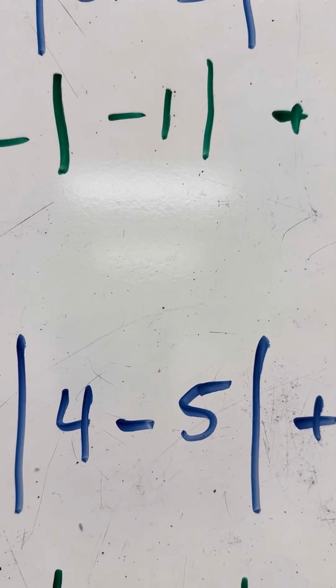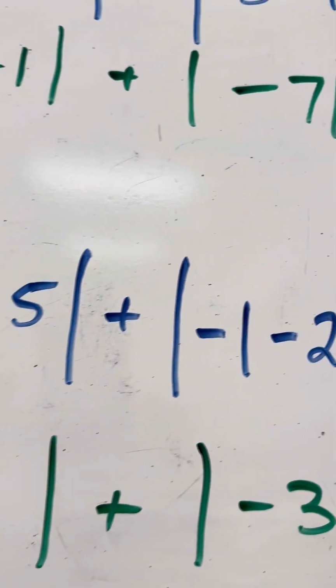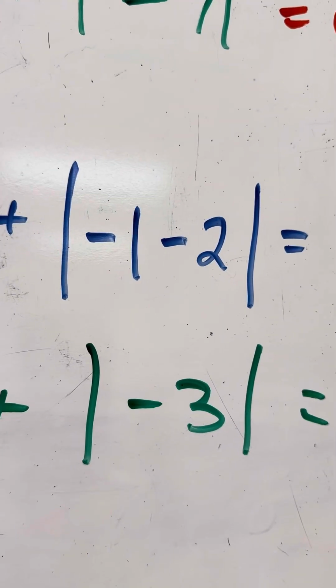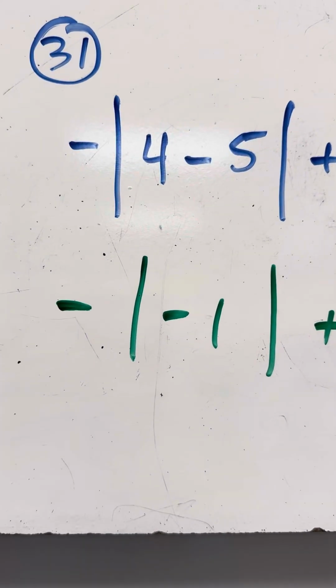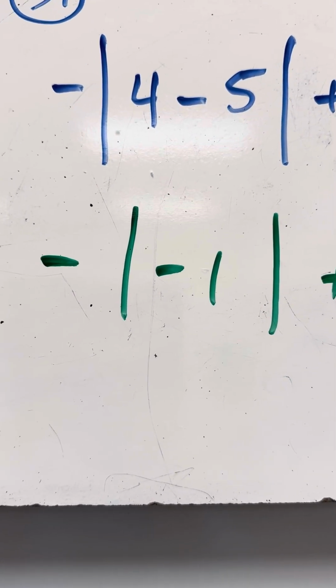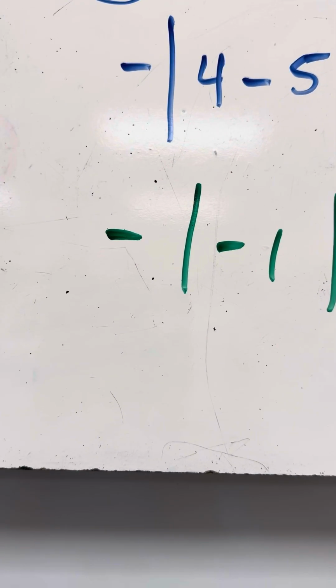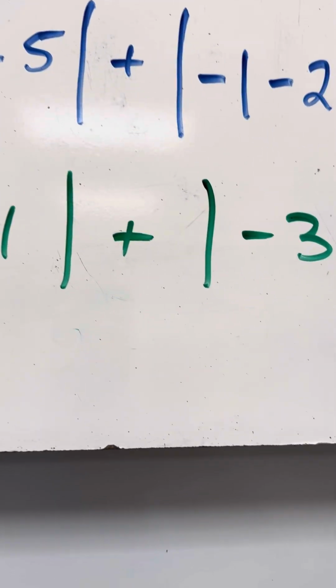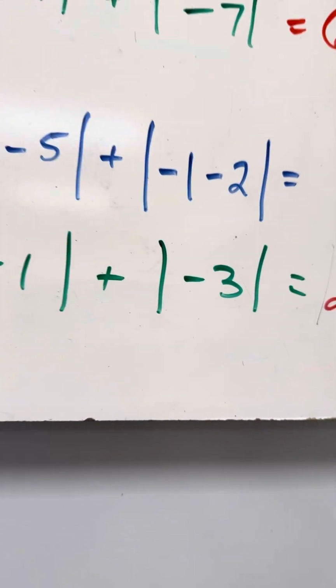4 minus 5 is negative 1. Negative 1 minus 2 is negative 3. Absolute value of negative 1 is positive 1, but the negative of that is negative 1. Negative 1 plus positive 3 equals 2.